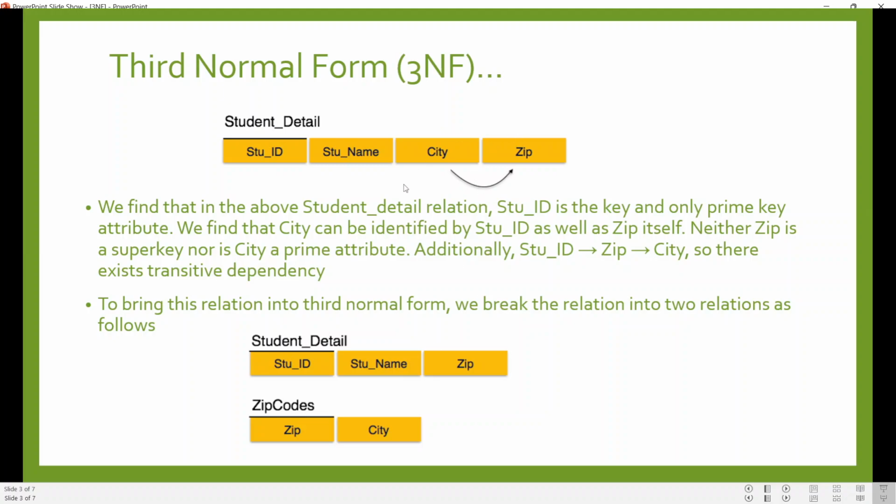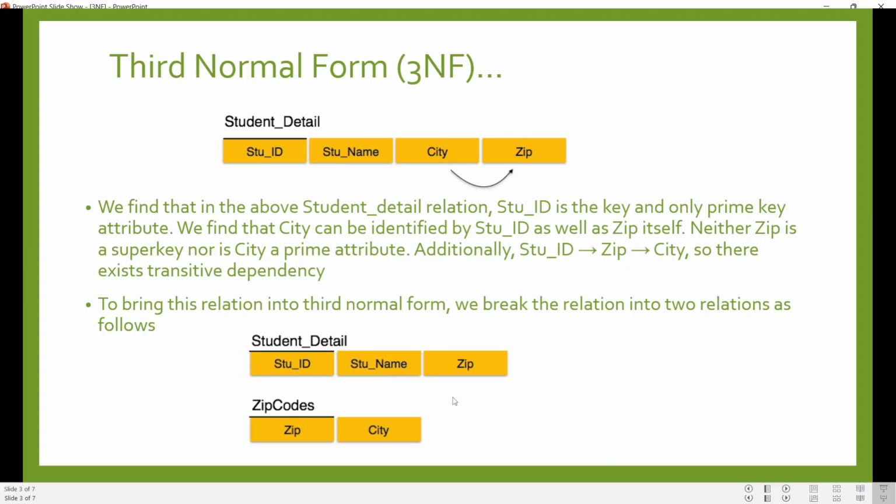So here we have separated this relation into two relations. One is student detail. In here you can see that student name as well as zip are depending upon student ID. Even the city is depending upon zip. Here student ID is the primary key in the relation student detail, and zip is the primary key in the relation zip code. So there is no transitive dependency in this case.